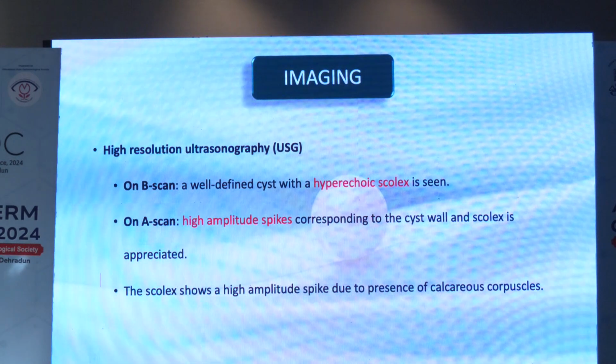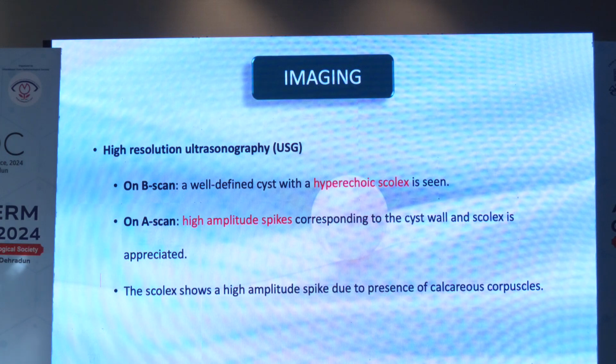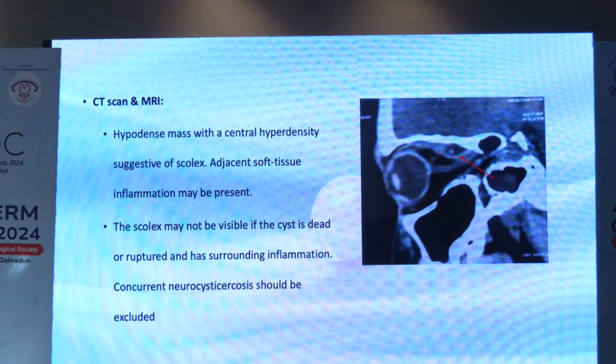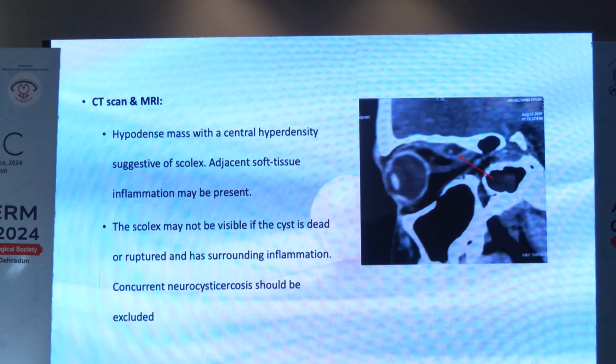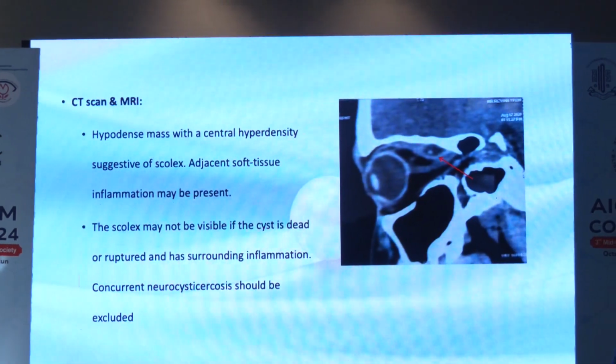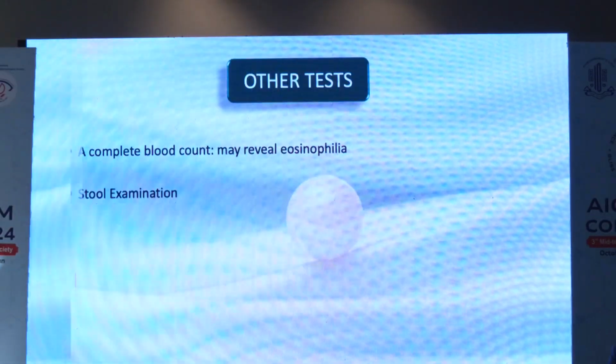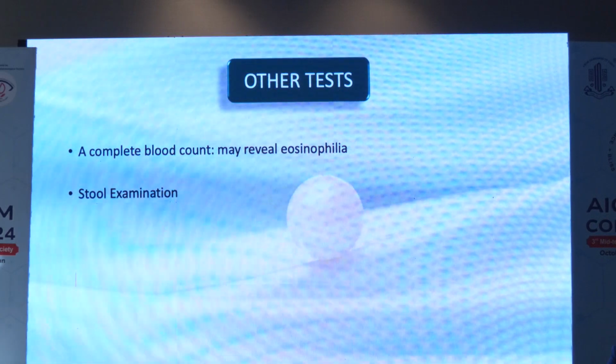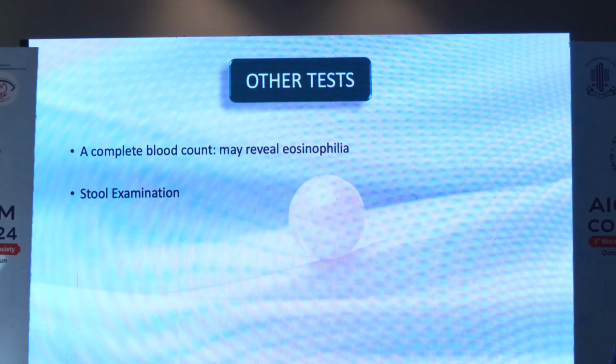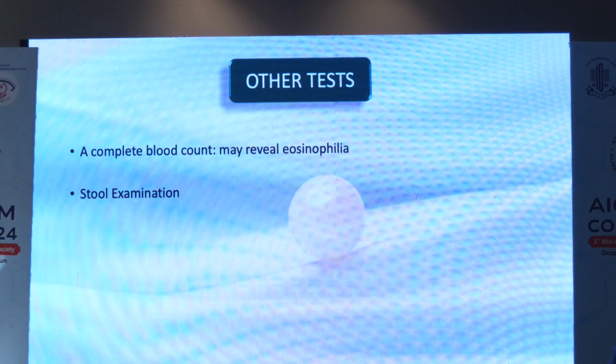Imaging is very definitive, where we can see a hyperechoic scolex on a B scan, and A scan also shows high amplitude spikes, whereas on CT scan or MRI we can see a hypodense mass with a central hyperdensity, which is suggestive of a scolex. Other tests: in our case there was eosinophilia, which we missed previously, and stool examination can also be done.